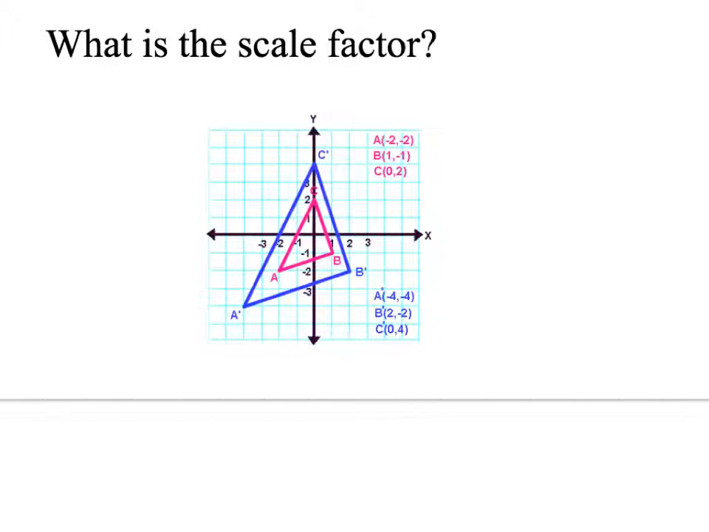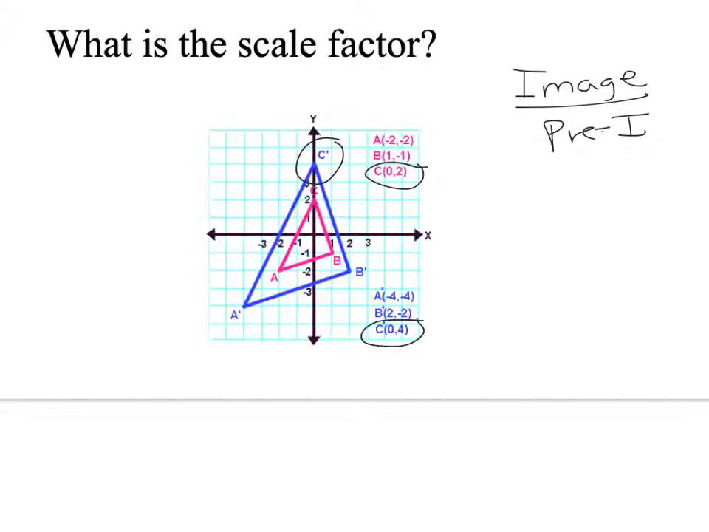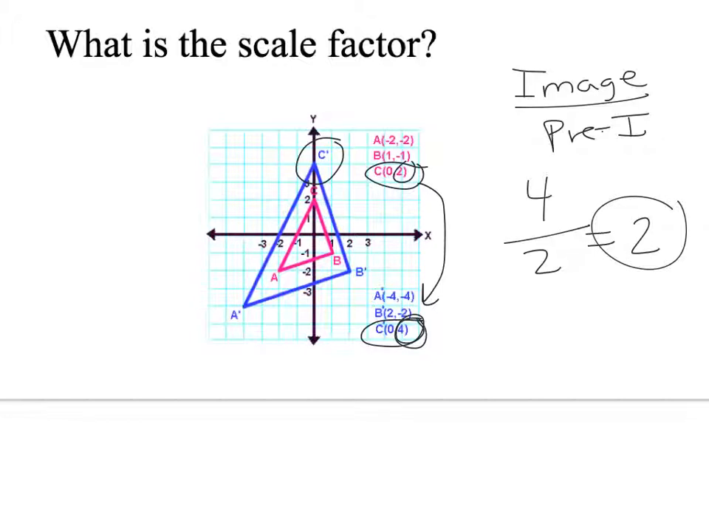Okay, what is the scale factor? To calculate the scale factor, you do the image divided by the pre-image. The image is the one with the prime. So if C prime has coordinates of 0, 4, and C has coordinates of 0, 2, the coordinate for the image is 4. 4 divided by 2 is 2, so the scale factor is 2.